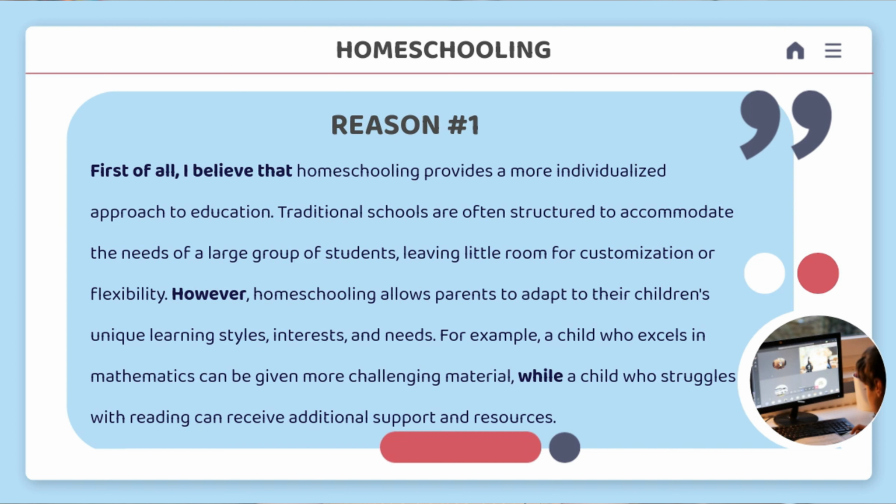Traditional schools are often structured to accommodate the needs of a large group of students, leaving little room for customization or flexibility. However, homeschooling allows parents to adapt to their children's unique learning styles, interests, and needs. For example, a child who excels in mathematics can be given more challenging material, while a child who struggles with reading can receive additional support and resources.